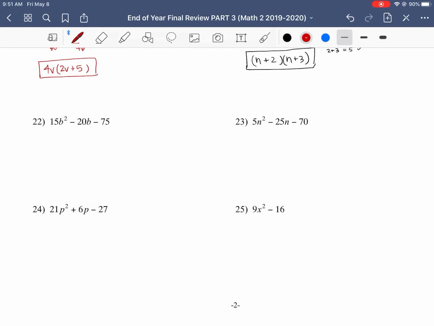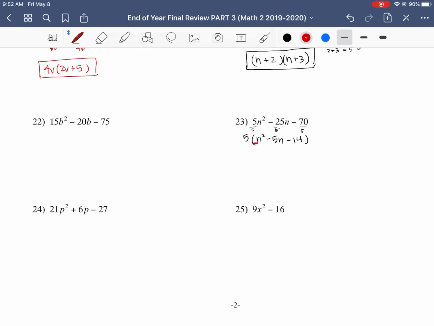All right, let's look at maybe number 23. So number 23, we're factoring out a greatest common factor. So notice all of these values are divisible by 5. So we're going to divide out of 5. And that leaves us with, I'm going to write it underneath so I remember that's what I'm dividing. It leaves us with n squared. Negative 25 divided by 5 is negative 5n. And 70 divided by 5 is negative 14.